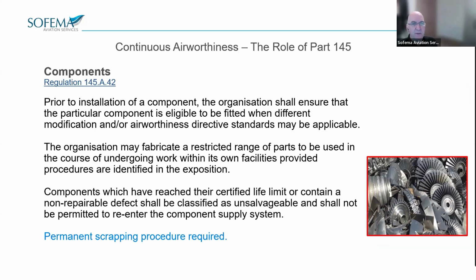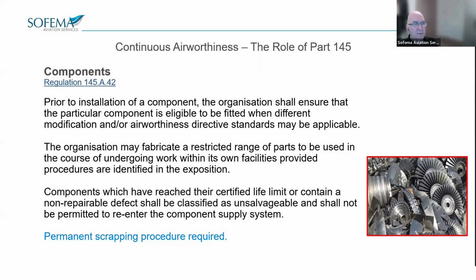Components. Well, prior to installation of any component as scheduled on the maintenance plan, the maintenance organisation shall ensure that it's the right component, that it's at the right standard to be fitted, particularly when some components have different modification standards related to Airworthiness Directive compliance. The organisation may fabricate a restricted range of parts to be used in the course of undergoing work within its own facilities. This is called manufacture in the course of maintenance. So making minor parts, bracketry, etc., in a sheet metal shop, for example, would be limited scope fabrication. But if you do that type of work, you need to document the extent of it in the maintenance exposition.